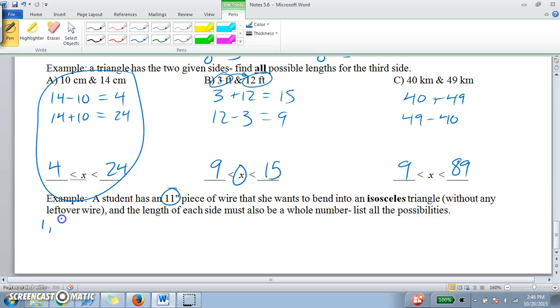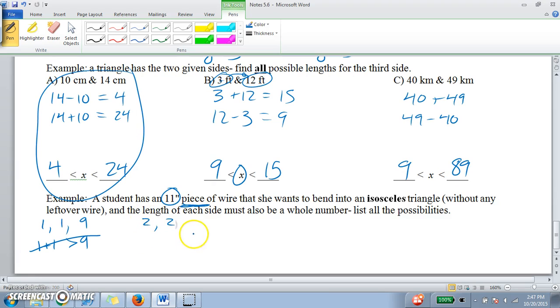If we go 1 and 1, so let's say the two congruent sides are 1, we have 9 inches of wire left over. But 1 plus 1 is not greater than 9. So this would not work. That wouldn't make a triangle. Let's check the next possibility.